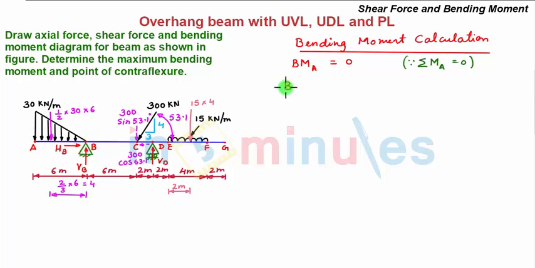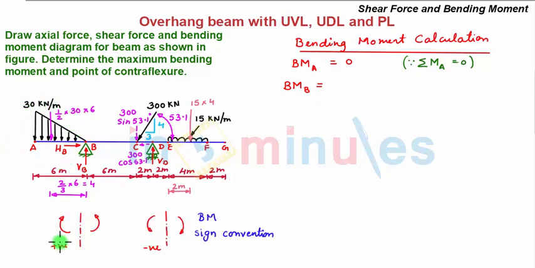So the bending moment at point B will be equal to, now considering the left hand side of section, a sign convention for bending moment is clockwise moment on the left hand side of section and anti-clockwise moment on the right hand side of section is considered as positive, whereas anti-clockwise moment on the left hand side of section and clockwise moment on the right hand side of section is considered as negative.